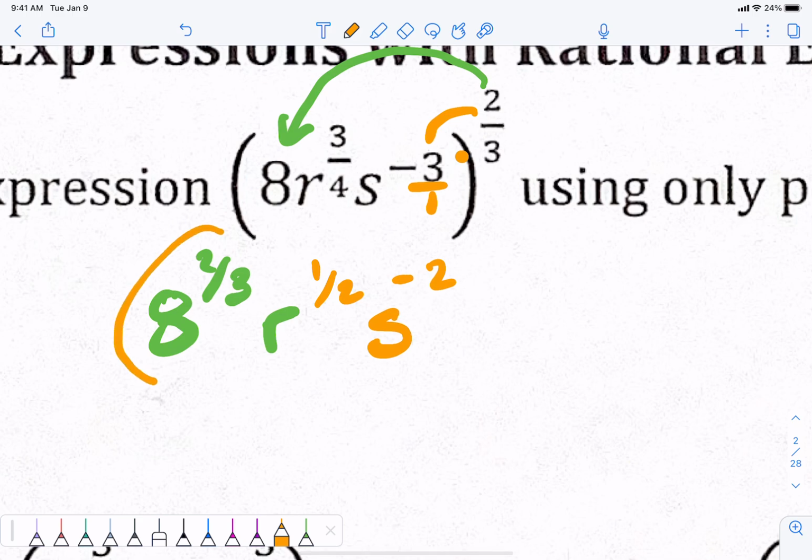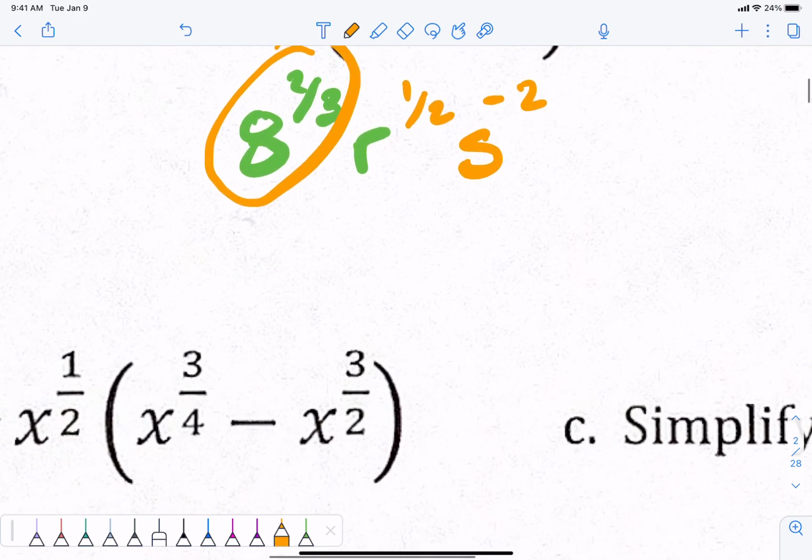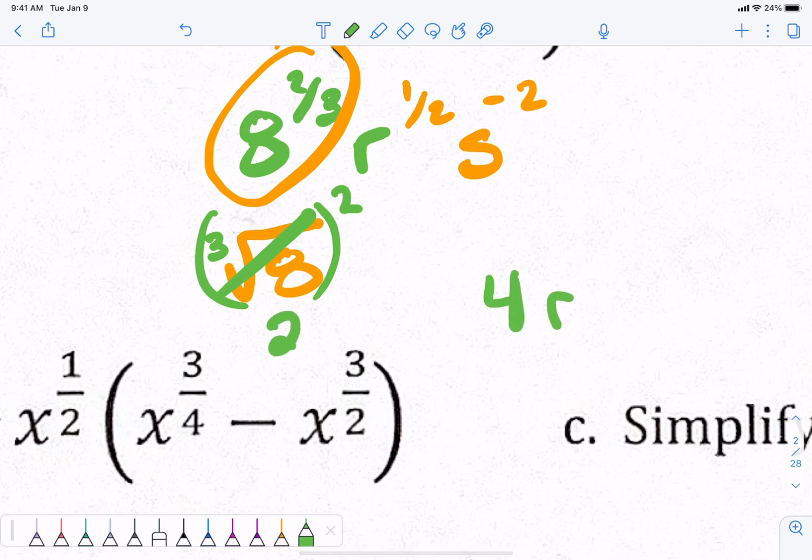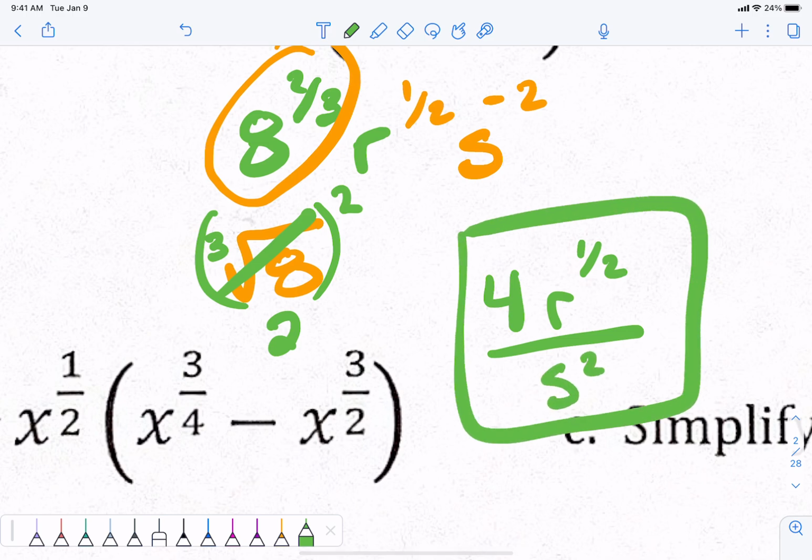So let's start with the 8 to the 2/3 power. That means what root of 8? The cubic root of 8 is 2, and 2 squared is 4. I'm going to put the 2 on the outside in this case. So this is 4 r to the 1/2 power, but I don't like negative exponents, so I put it over s squared. You flip the s to the bottom.